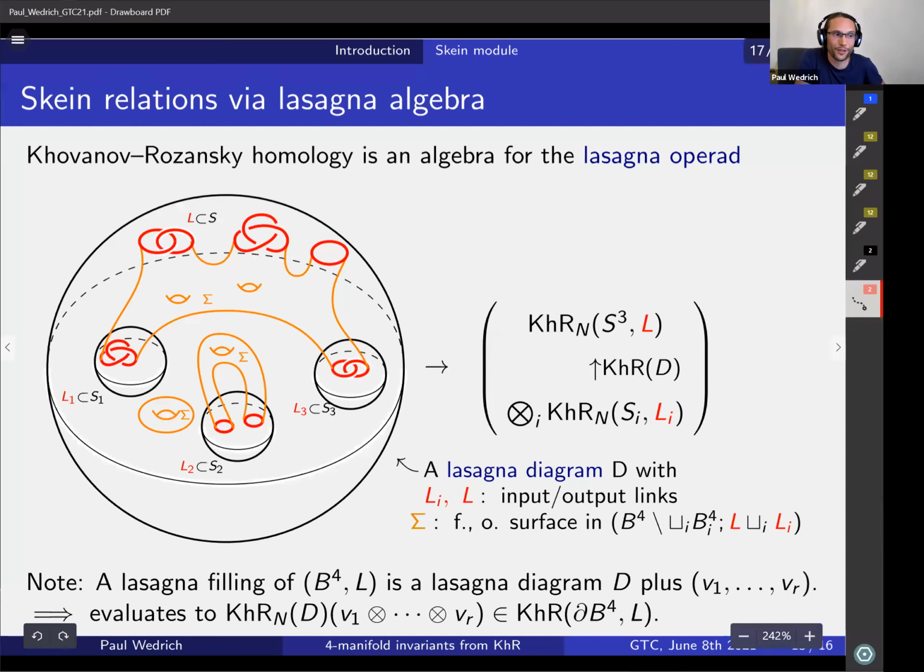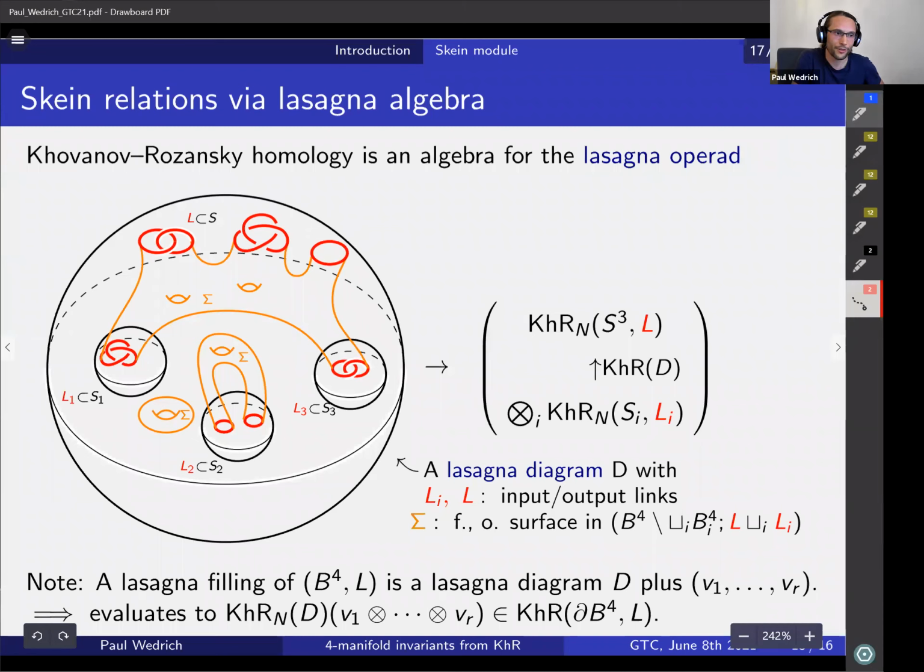Now I'm claiming that Khovanov-Rozansky homology gives an algebra for this kind of operad. That means for every color, that means for every link in a 3-sphere, it assigns a vector space or a graded abelian group. Well, these are just the link homologies of these links. And then for each of these configurations that we call lasagna diagrams, it assigns a linear map or homomorphism from the tensor product of the input things to the output thing. And it does so in a way that is compatible with this operadic composition. So if you have two pictures and you shrink one and put it inside the other, that's like a tensor contraction of linear maps.